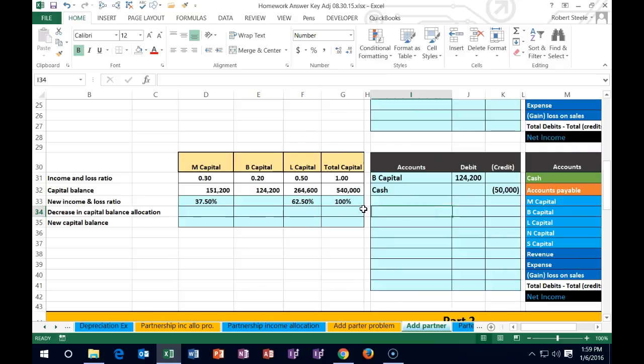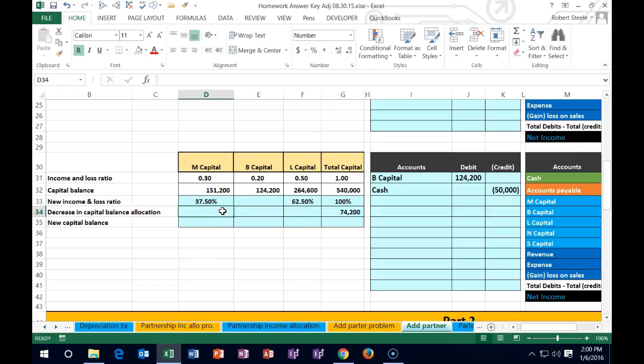All right, now we're going to have to break out this difference between the price that was paid and the amount in the capital account. So in this case, the capital account had 124,200 minus what was paid of 50. That's that difference. That's 74.2. That's the plug we need here, 74.2. And we're going to break it out by 37.5% to M and 62.5% to L.